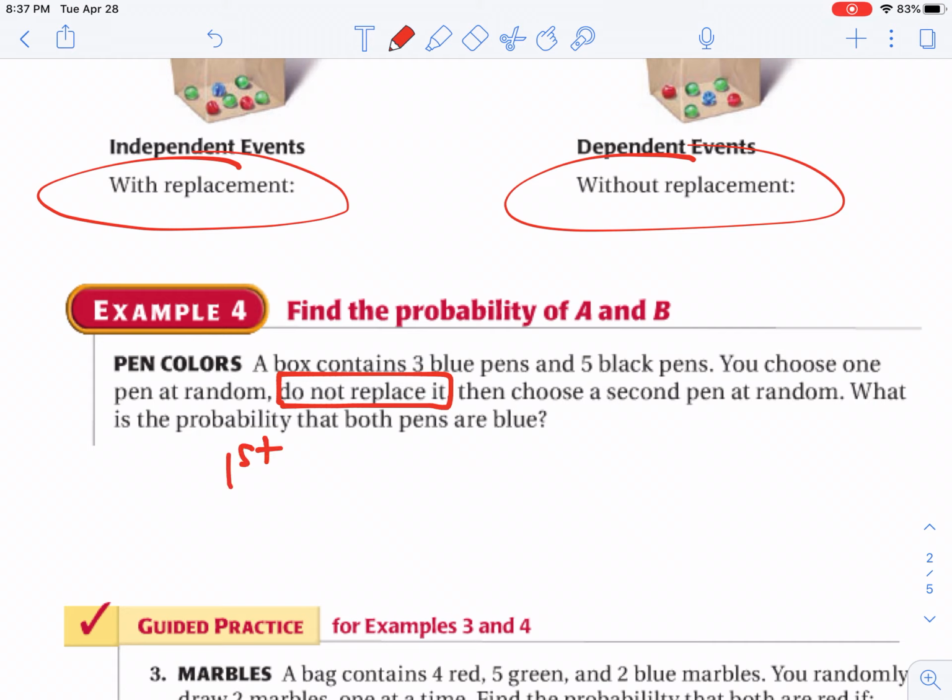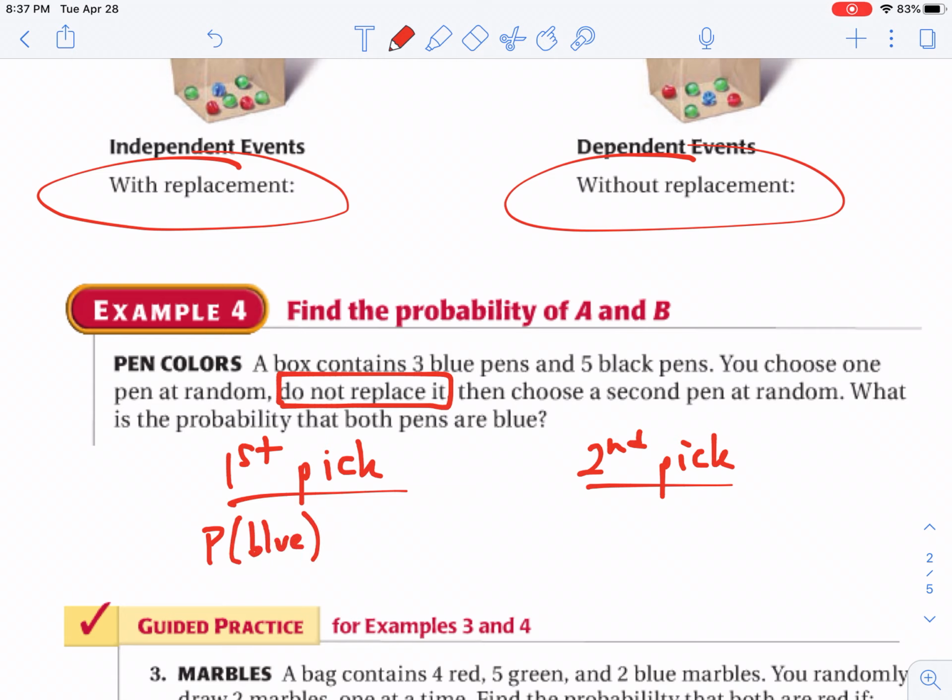Okay, so your first pick and your second pick, right? So we want to know the probability of getting a blue on the first. And this capital P right here just stands for probability. So the probability of getting a blue on the first pick is going to be 3 out of 8, right? Because there's 3 blue pens out of 8 total, right?